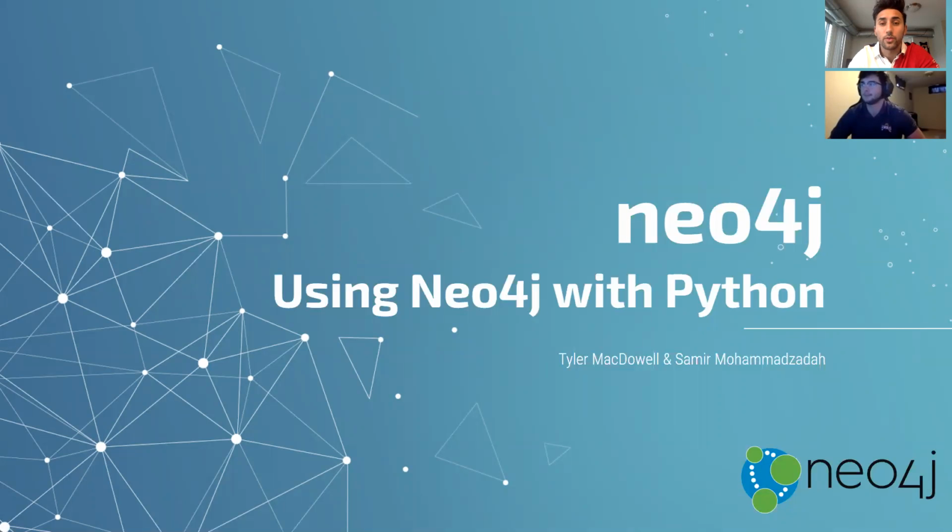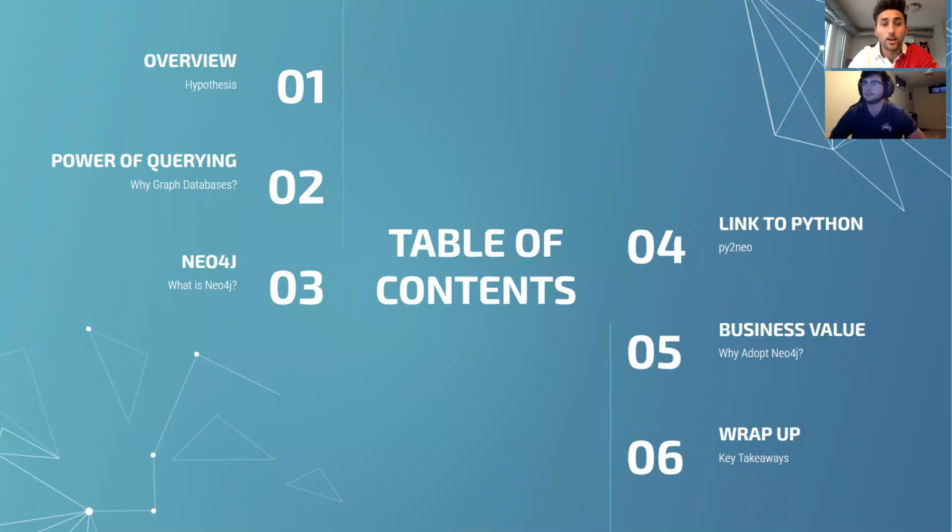Using Neo4j with Python. A quick outline of our presentation: we're going to start with an overview, touching on our hypothesis. Then we're going to talk about the power of querying with graph databases, and specifically Neo4j, which is the graph database we chose. We're going to then draw the link to Python, and then derive some business value from implementing Neo4j into your company, and then conclude with a wrap-up.